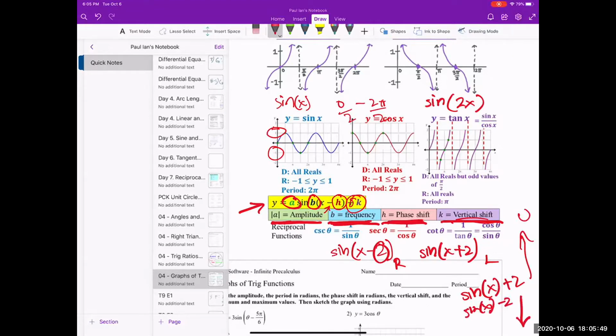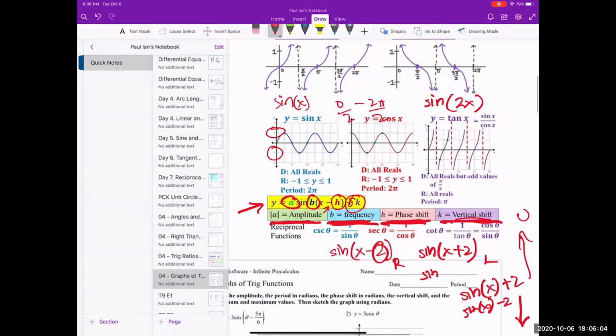How I usually graph these is I look at sine first, and I go by amplitude, then frequency. I do them one by one. Then the phase shift, and then the vertical shift. You could attack them all at once, but it gets kind of confusing. We'll talk about it next time.